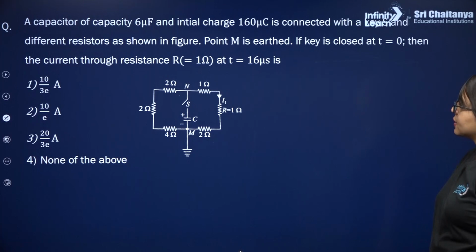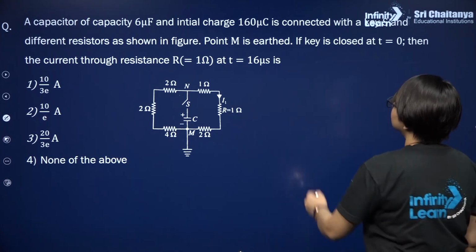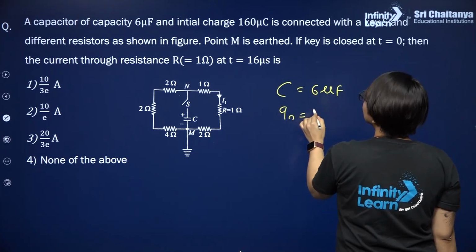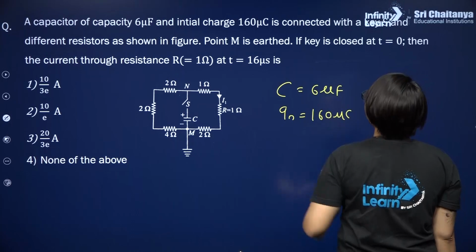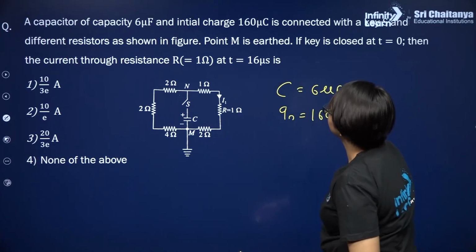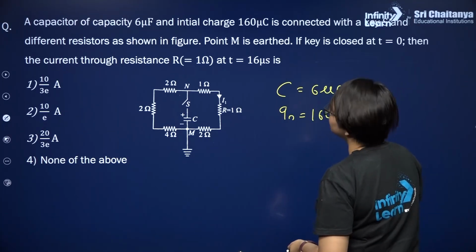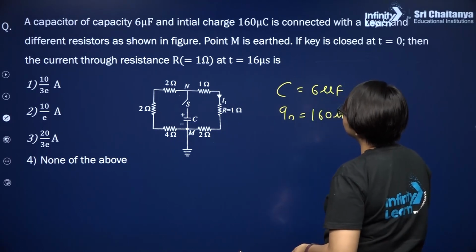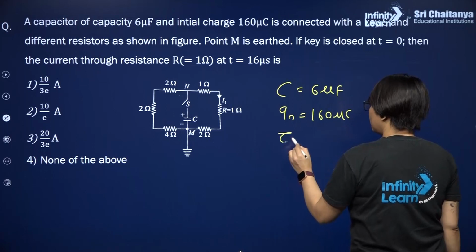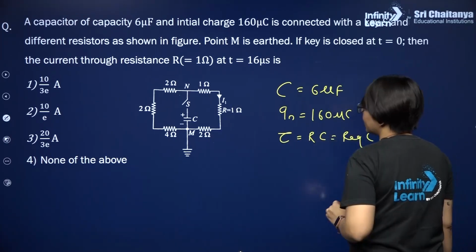Next is a capacitor of capacity 6 microfarad and initial charge 160 microcoulomb, connected with the key and different resistors as shown in the figure. Point M is earth. If the key is closed at t = 0, then the current through the resistance at t = 16 microsecond is? So, over here tau will be RC, that is R equivalent into C. R equivalent will be what?